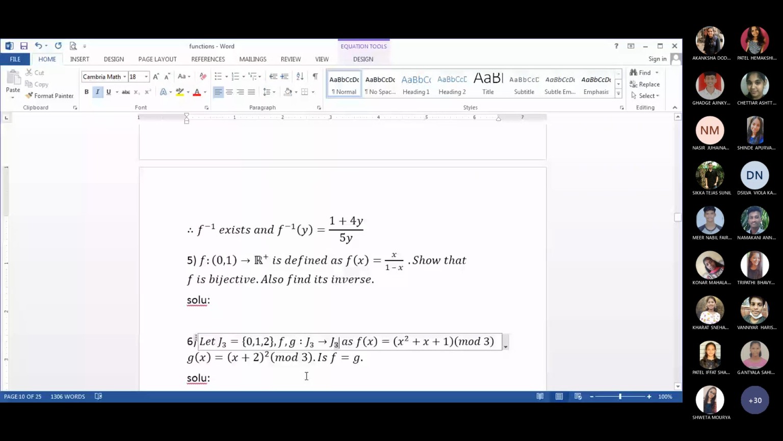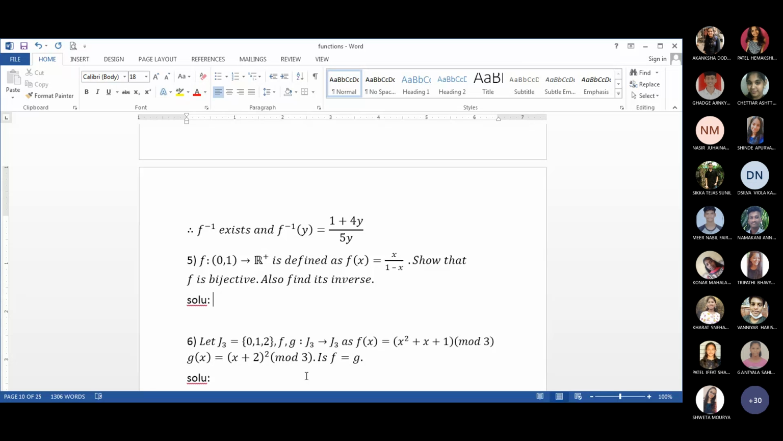That is sum number 5. Again, sum number 5 says I have a function f which is defined from the open interval 0, 1 to the set of non-negative real numbers. How the function is defined? f(x) = x upon 1 minus x. We have to prove that the function is bijective.